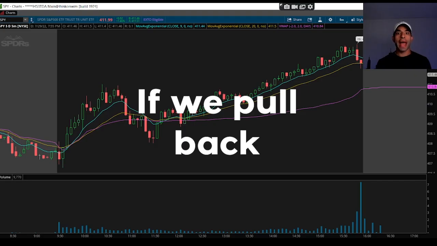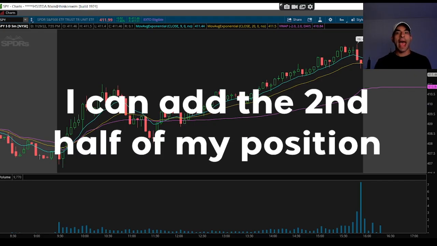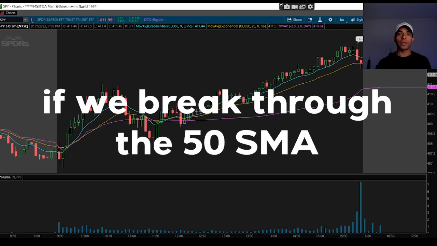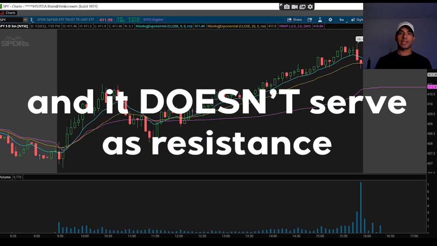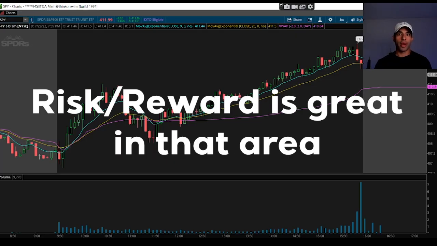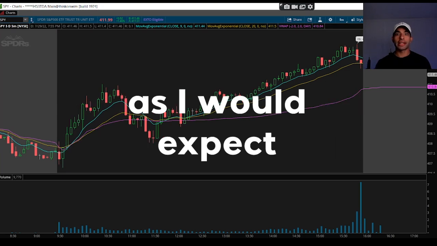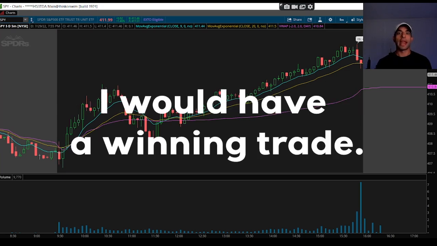If we pull back and we go to test the 50 SMA as resistance, I can add the second half of my position there, and then I know if we break through the 50 SMA and it doesn't serve as resistance, I can simply cut at a loss. So my risk reward is great for adding in that area. Or if I add in that area and we reject as I would expect, then I would also have a winning trade.